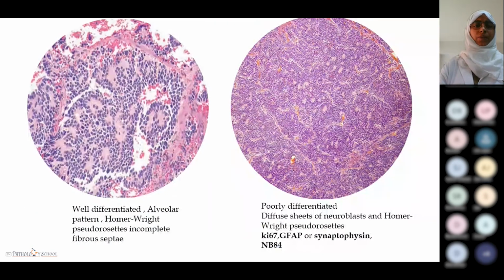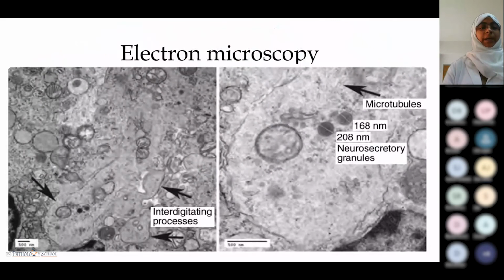When you look at the microscopy, you can see well differentiated or poorly differentiated cells. In well differentiated, you see more Homer Wright type rosettes with incomplete septa differentiating them, and also an alveolar type of pattern. In the poorly differentiated, you see solid, diffuse sheets of neuroblasts, and they give positivity for Ki67, GFAP, and synaptophysin. On electron microscopy, characteristic interdigitating processes, microtubules, and neurosecretory granules are present in neuroblastomas.